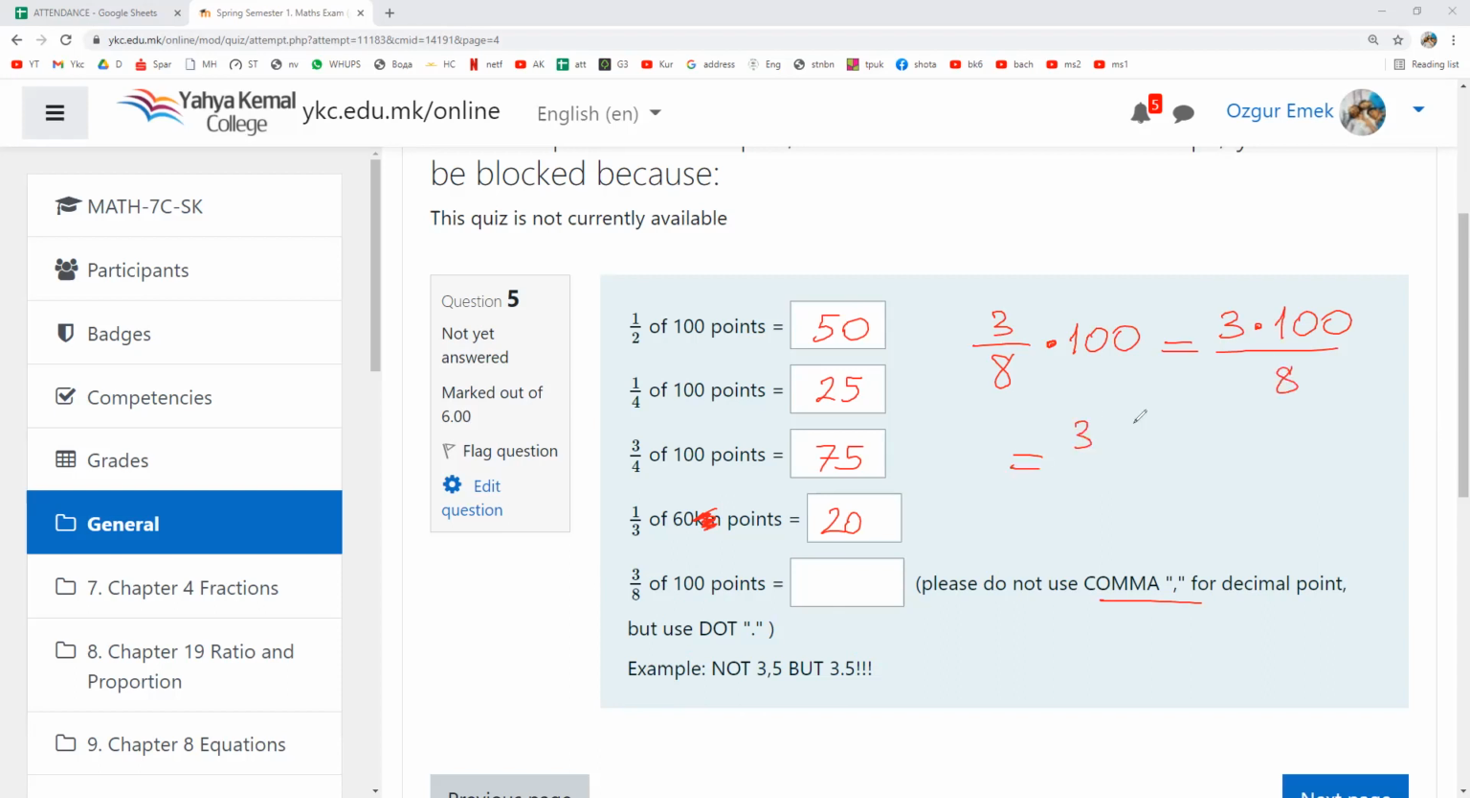That's 300 over 8. Divide each by 2. We get 150 over 4. Divide each by 2 again. We get 75 over 2. And now 75 divided by 2. It's 37.5. That's it.